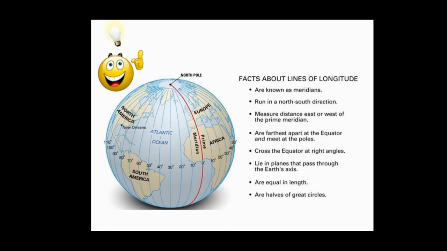So, what's a longitude? Long lines or longitudes. Yes, long means top to bottom. In geographical terms, it is from north to south. Yes, longitudes are also known as meridians. It runs in north to south direction and it measures distance east and west of prime meridian. It crosses the equator at right angles, and all these longitudes are in equal length and it is semicircle.